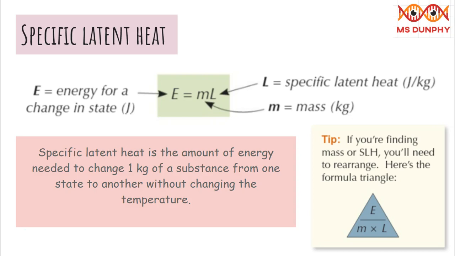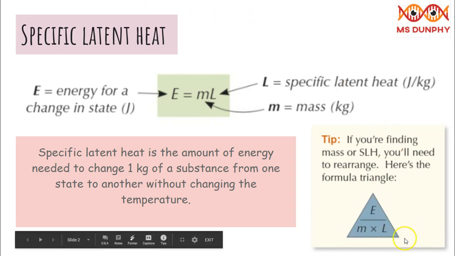You can work out the energy needed or released in joules when a substance of mass m changes state using this formula. Energy for a change in state equals mass times specific latent heat. If you have to find out a different thing other than the energy, you can use this triangle, cover up the thing that you want. Mass equals energy divided by latent heat. Latent heat equals energy divided by mass. So you can rearrange that easily for whatever need you have.